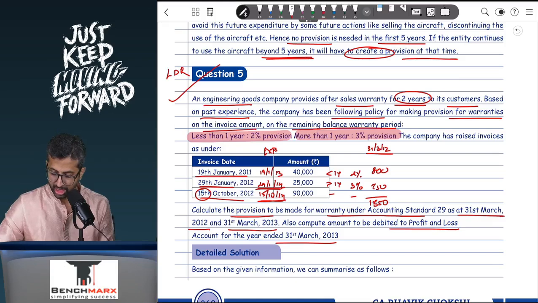Okay, next you go to 31st March 2013. Now over here, if you go to see, this warranty would have expired by 31st March 13 for the first invoice, and hence there will be no provision.